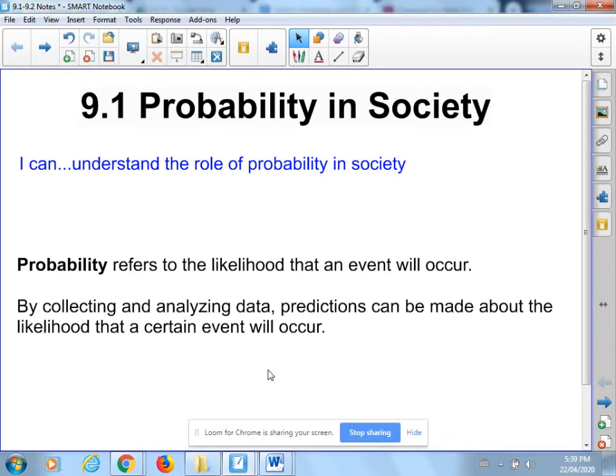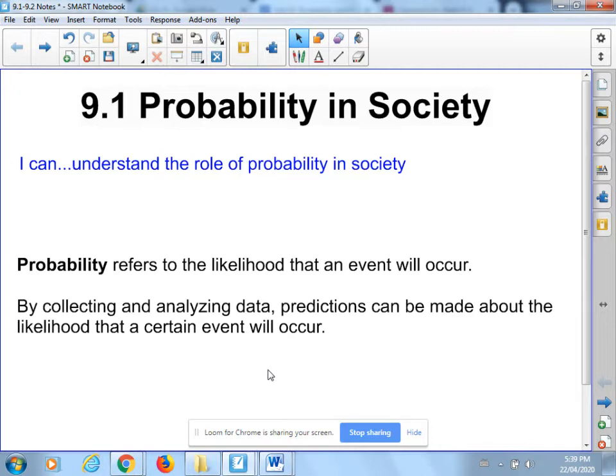Everything is going well. Today I'm going to just go over the start of chapter 9. It is the only section that we have to do that revolves around probability. And so it's important that you just make sure that you have a base understanding of the vocabulary needed.